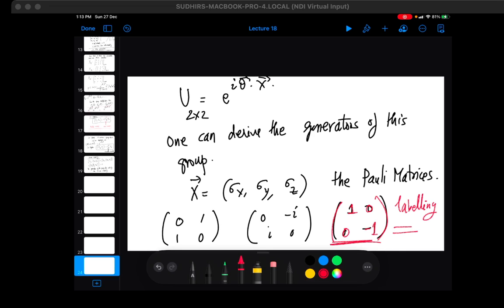While it is similar to SO3, the form of the generators is not exactly the same in SU2. They are very similar to each other, but the form of the generators is not exactly the same. Now, you know what the structure constants of SU2 are also.